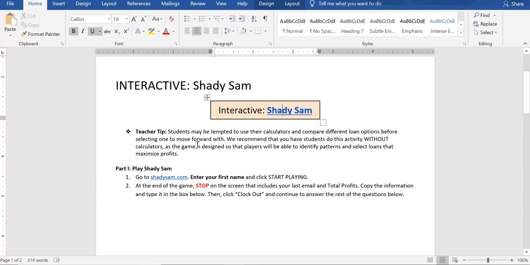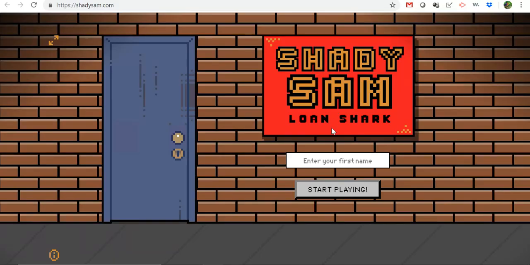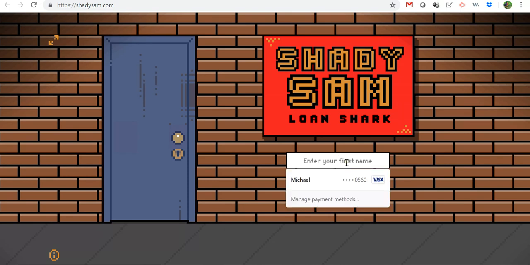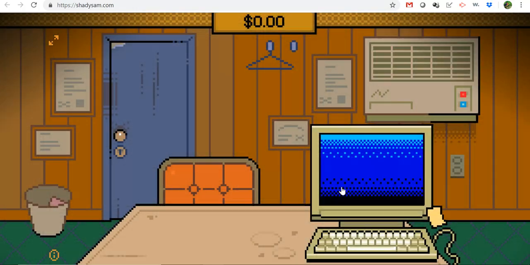All right, so what you're going to do here is you're going to go to this website. It is also available here on my site. Go ahead and click on the Shady Sam game. What you need to remember here as you're going through this is you are in the position of the loan shark. You are the lender, not the borrower, meaning you are not asking for money. It's someone coming to you to borrow money. So what you're going to type in here is your name. Once you get to the site, click Start Playing.